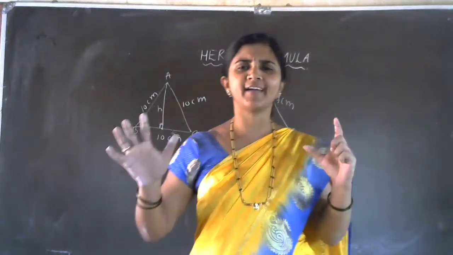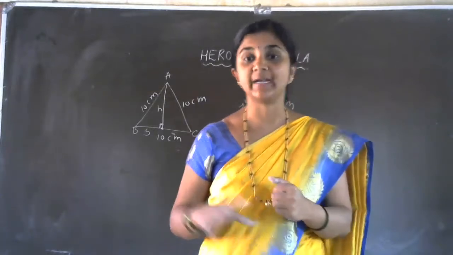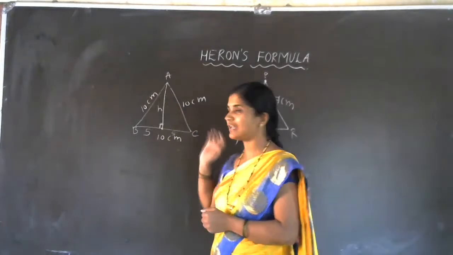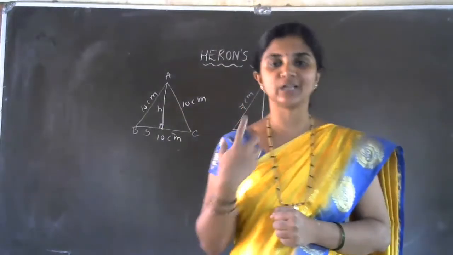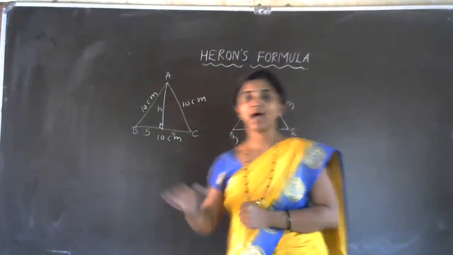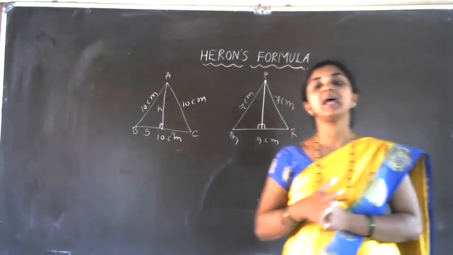If it is a right angle triangle, then it is very easy to use half into base into height. If it is an equilateral triangle, then also using this perpendicular bisector concept and Pythagoras theorem, we can calculate the height, then we can apply the half into base into height formula. Next, in an isosceles triangle, the same concept we can apply.